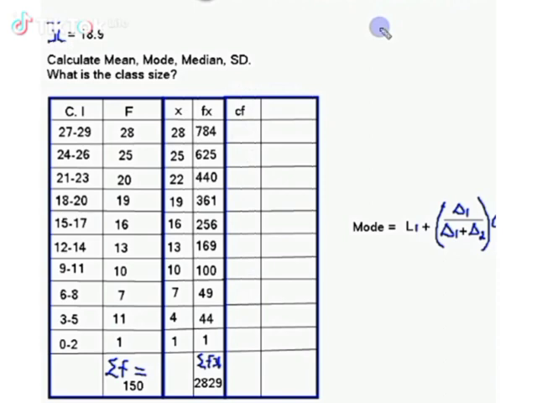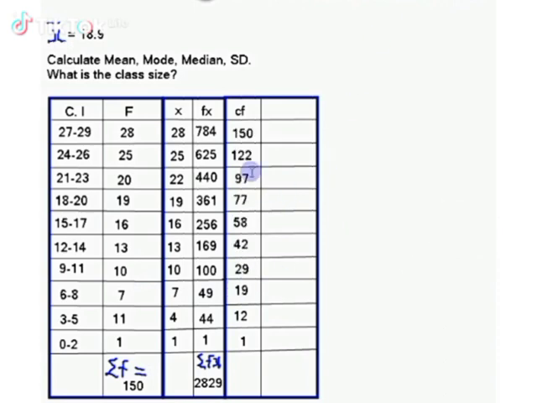So let us do it together. I have 1 plus nothing is 1. Then 1 plus nothing is 1. 1 plus 11 is 12. 12 plus 7 is 19. 19 plus 10 is 29. This is how you continue to add it and get all the cumulative frequencies. Then the last cumulative frequency is 150, so it must be equal to summation f.